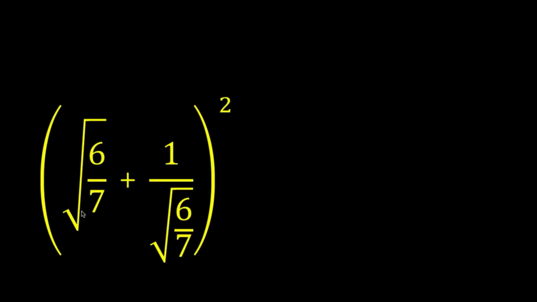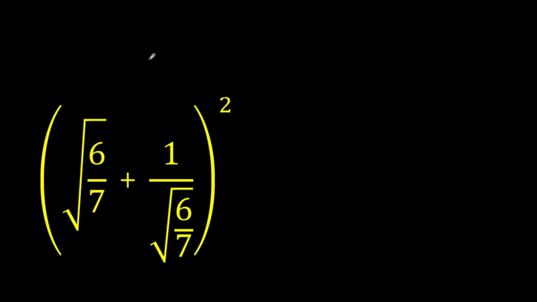Let's compare the first term here, the square root of 6 over 7, and the second term, 1 over the square root of 6 over 7. Notice that you have here 6 over 7 and you also have here 6 over 7. Now the first thing that we are going to do is rewrite this second term as one radical by rationalizing the denominator of this fraction.